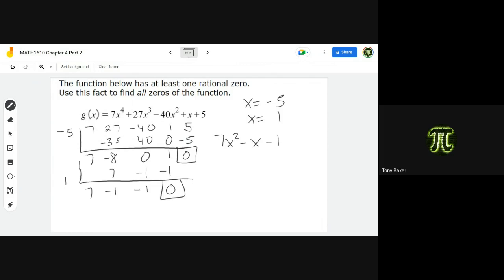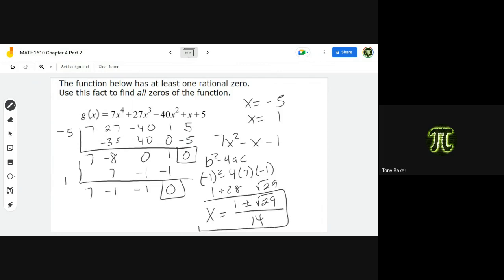Even if it comes out to be 2 fractions, if you do the quadratic formula, it's not the end of the world. It's easier than trying to figure out a way to factor the problem out at this point. So I do the b squared minus 4ac. Remember, always do the discriminant first. Negative 1 squared, I have 1 plus 28, which is the square root of 29. So I have 1 plus or minus the square root of 29 over 14. Are my other 2 zeros.